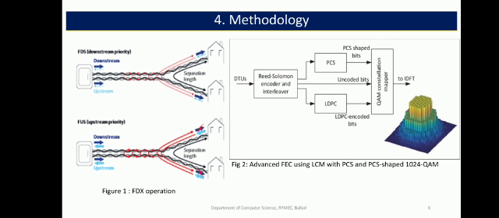The bits, after being shaped by the PCS and the uncoded bits from the Reed-Solomon, are now transferred to the QAM constellation mapper. QAM is quadrature amplitude modulation.